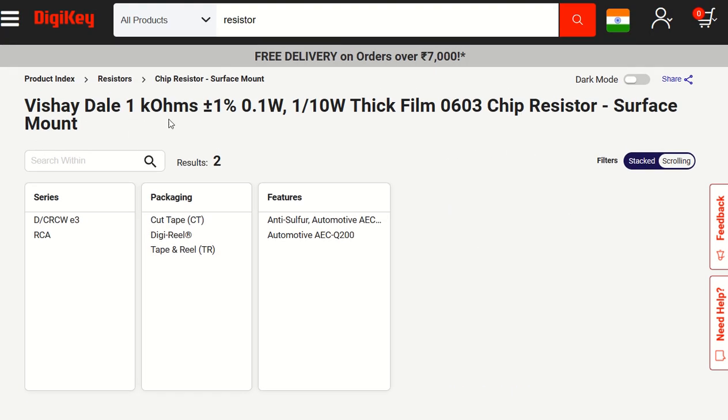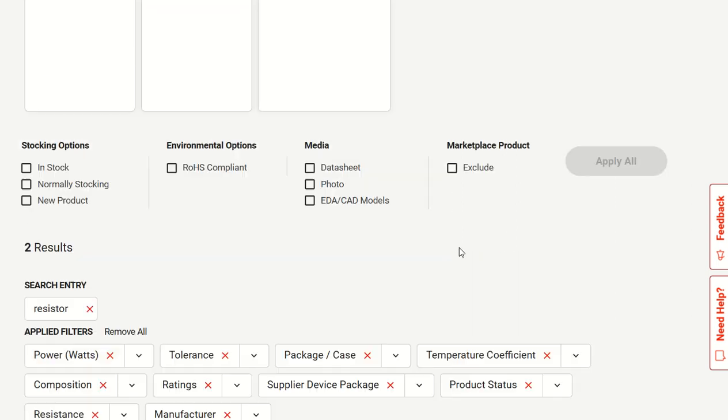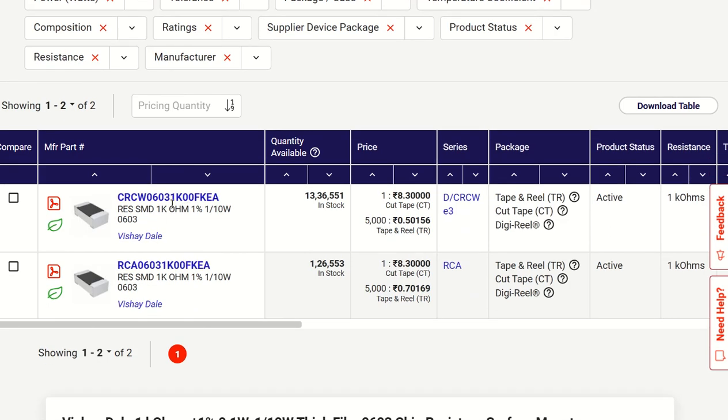So you can see 1 kilo ohm, plus minus 1%, with this much. We have two resistors. And you can see this is the particular part number CRCW06031K00FKEA. This is 1%, and 13 lakh pieces are there in stock. And for 5000 pieces it is 0.5 rupees per piece.